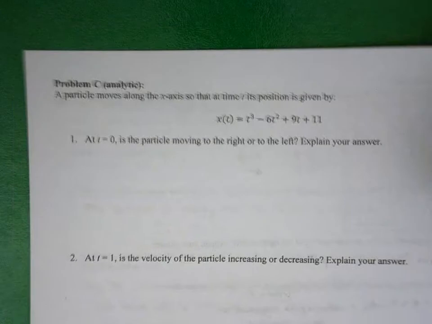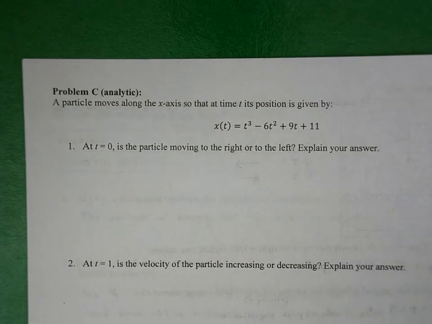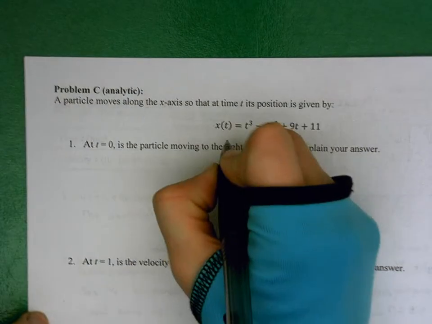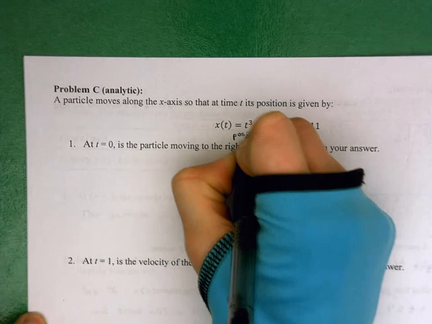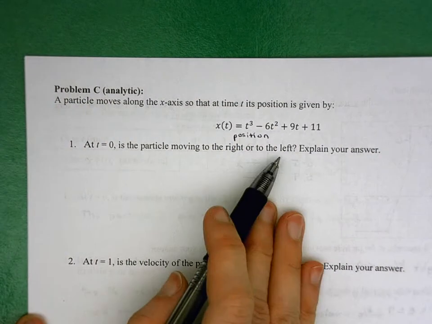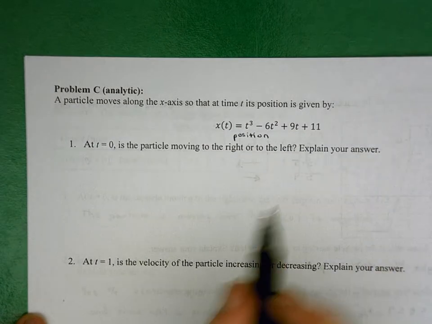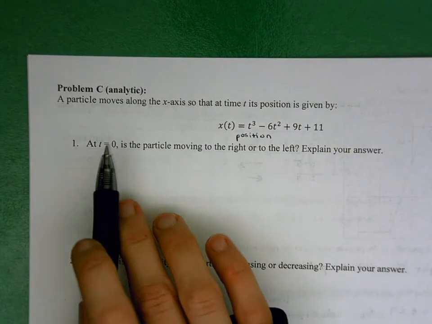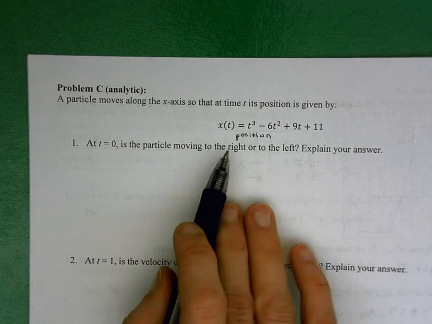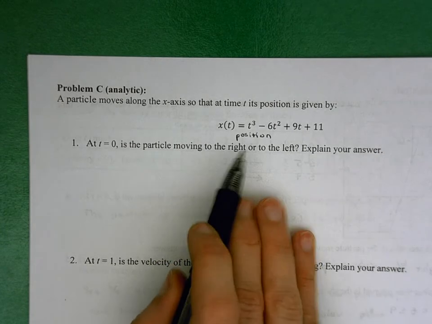Okay, last part here, we have problem C, which is our analytic. A particle moves along the x-axis so that at time t its position is given by x of t equals t cubed minus 6t squared plus 9t plus 11. So this is position. At t equals 0, is the particle moving to the right or to the left? Well, if we're wanting to find whether or not it's moving to the right or the left, that's a measure of velocity, right? It's moving right if velocity is positive. It's moving left if velocity is negative.